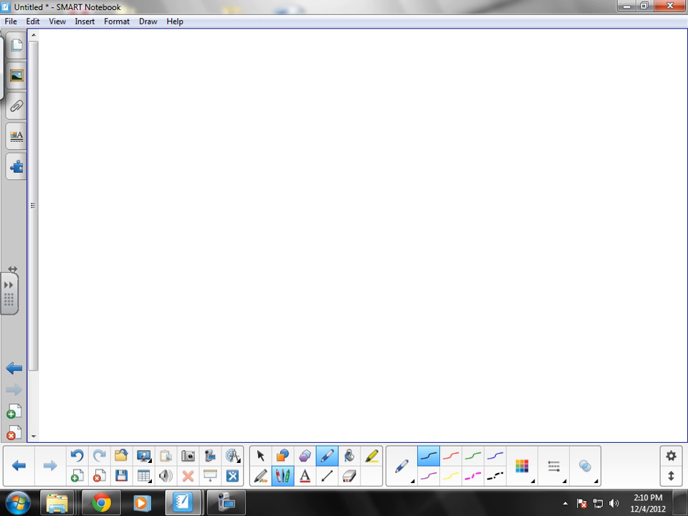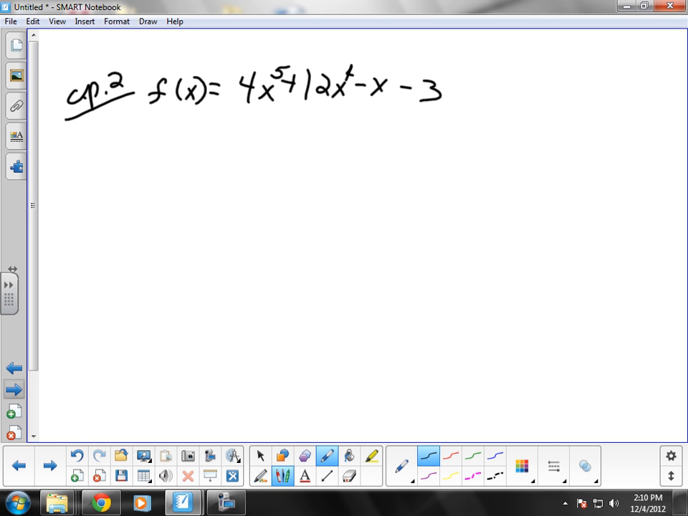Checkpoint 2. This one's got a little bit more. Again, we're going to list all possible rational roots of f of x is equal to 4x to the 5th plus 12x to the 4th minus x minus 3.